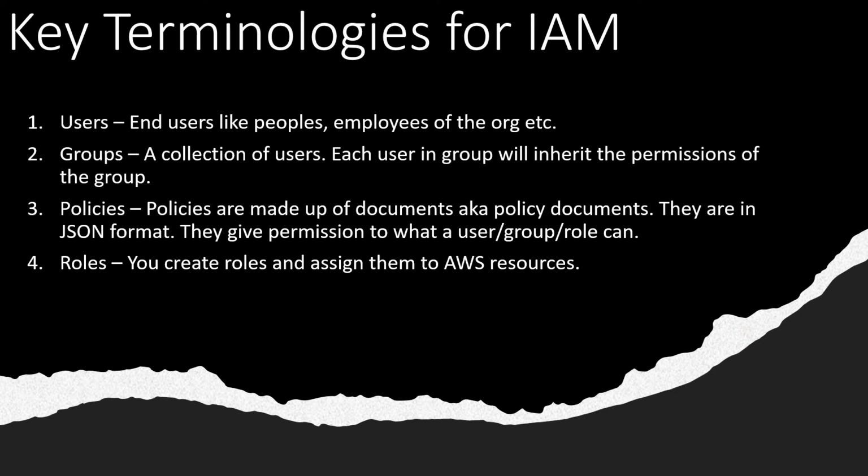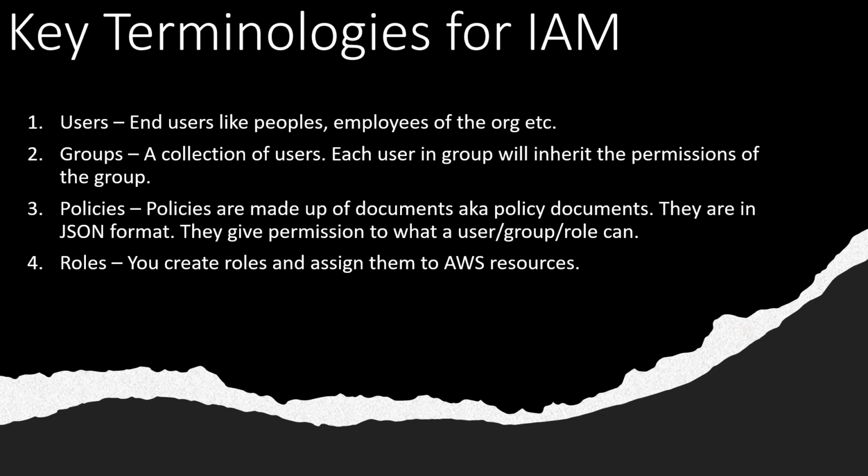So we are going to learn some key terminologies for IAM. There are really four key terms that we need to learn. One is user, and this is simply end users such as people, employees of an organization, etc. We then have groups. This is a collection of users. Each user in the group will inherit the permissions of the group.